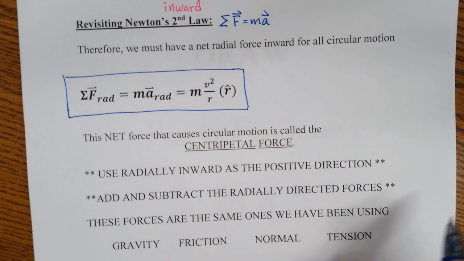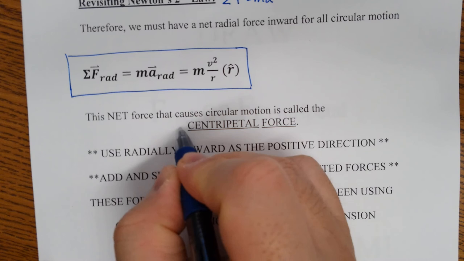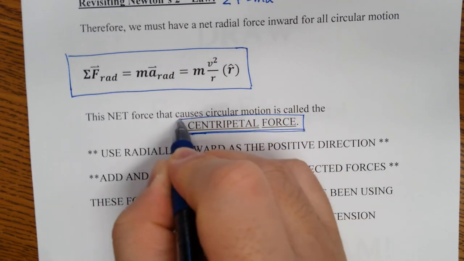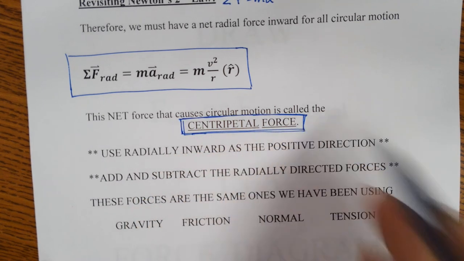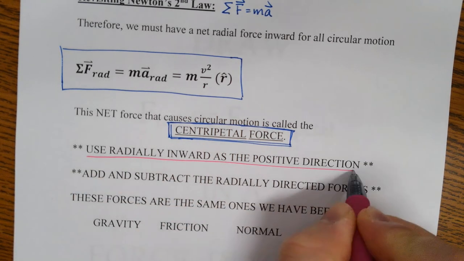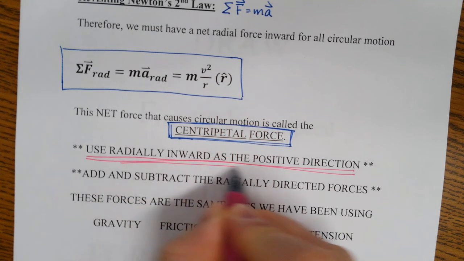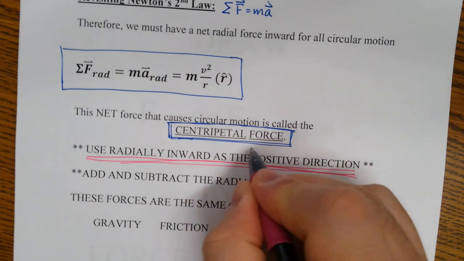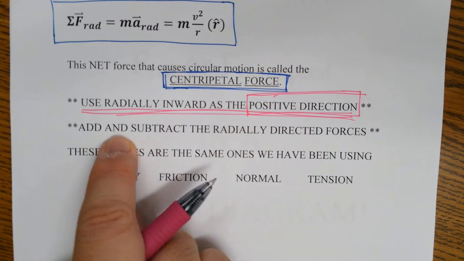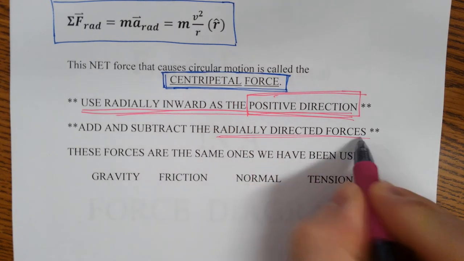And this net force that causes circular motion is called the centripetal force. Centripetal means center-seeking, which is the opposite of center-fleeing, which is centrifugal. So for centripetal force, radially inward is the positive direction, and this is very important. Inward towards the center of the circle is the positive direction. Add and subtract the radial components of the forces that you have.